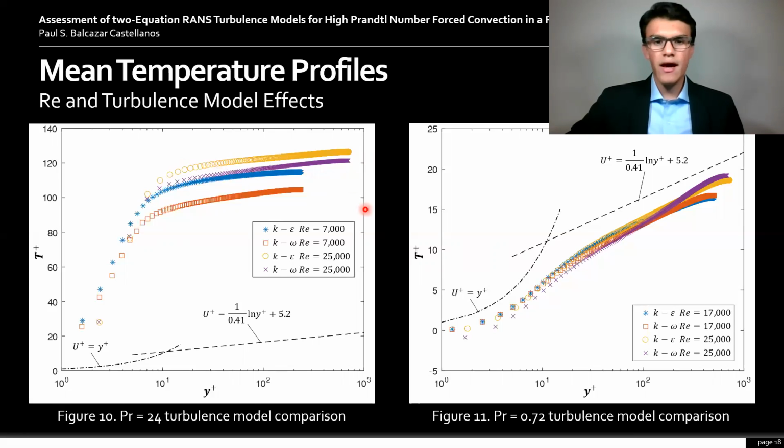It is worth pointing out that compared with air, for example, that has a Prandtl number of 0.72, and it's very common both in experiments and numerical analysis, where the turbulence models and the Reynolds number have little to no effect on the resulting mean temperature profiles.